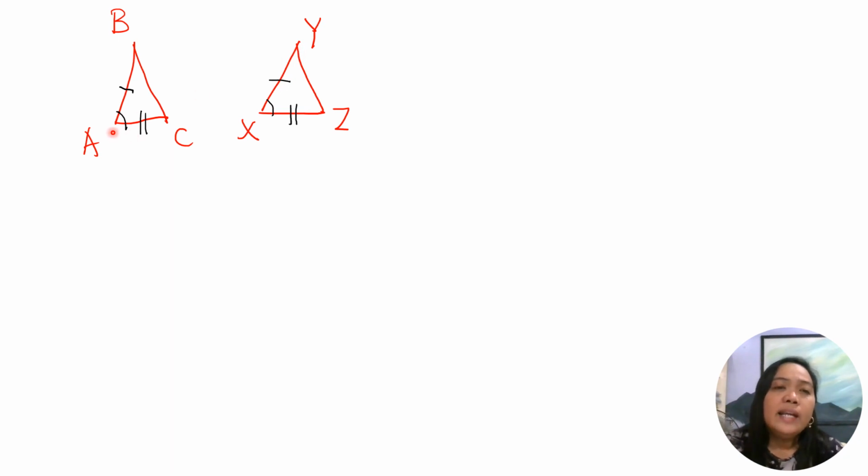Likewise, since AC coincides with XZ on the other triangle, then we can also say that AC is congruent to XZ. Going back to the first statement, which says two line segments are congruent if the endpoints coincide, and going back to our statement number 2, which says two angles are congruent if their sides can be made to coincide, then we can say that angle A here is congruent to angle X.